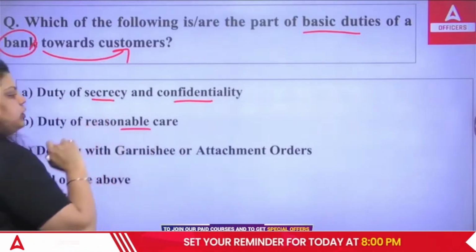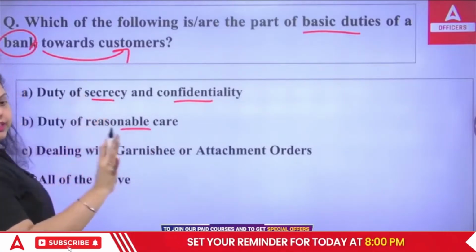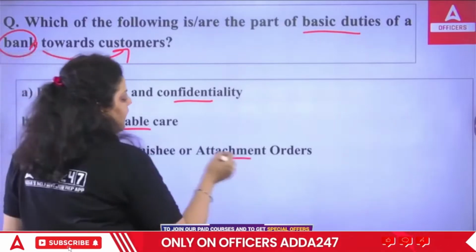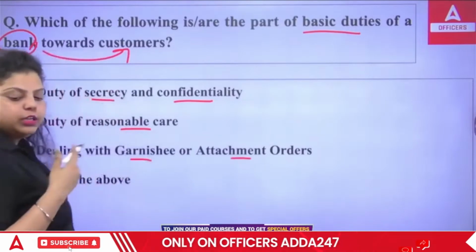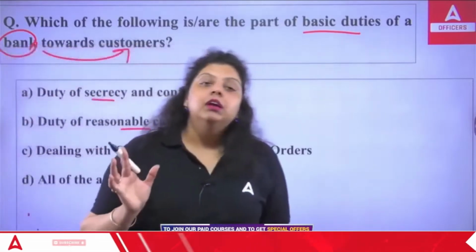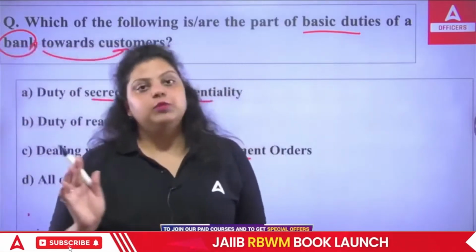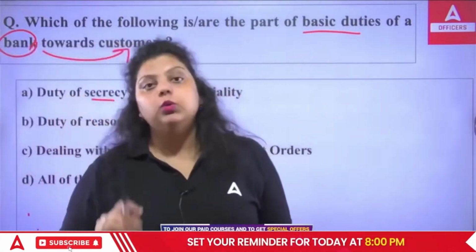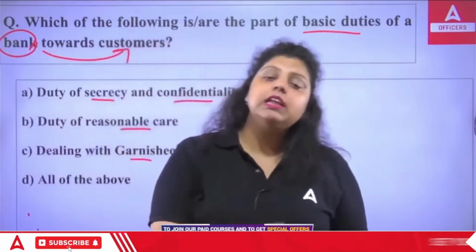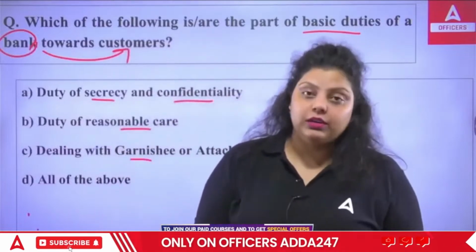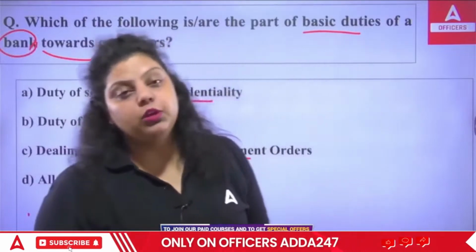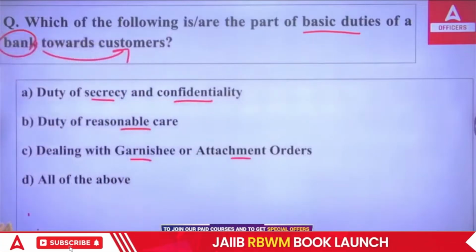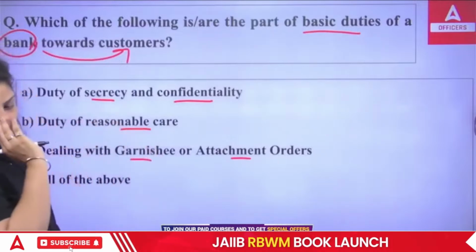Okay, now duty of reasonable care. Obviously, this is also a duty of a bank to have reasonable care in context to the customer. Dealing with the garnish order or attachment order is also a duty of a bank. Garnish order will be given by the court. Attachment order will be given by an authority, like the income tax officer, revenue officer, etc. But both have to be followed by the bank as per the order received.